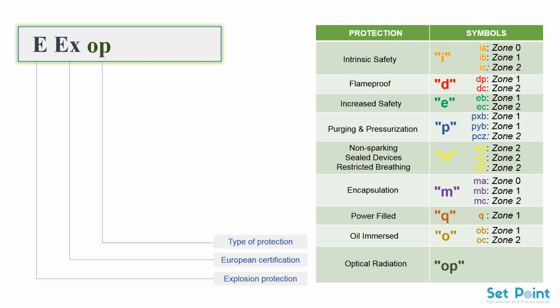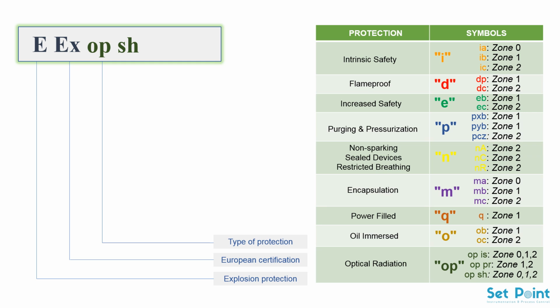The last one is the protection technique for gases known as OP, which is used for equipment having optical radiation. There are OPIS for Zone 0, 1, and 2. There are OPPR for Zone 1 and 2. And OPSH for Zone 0, 1 and 2.